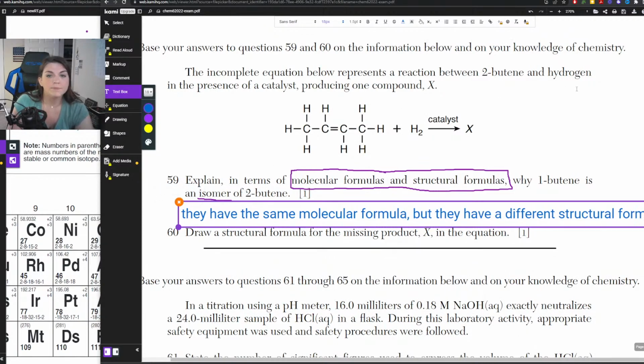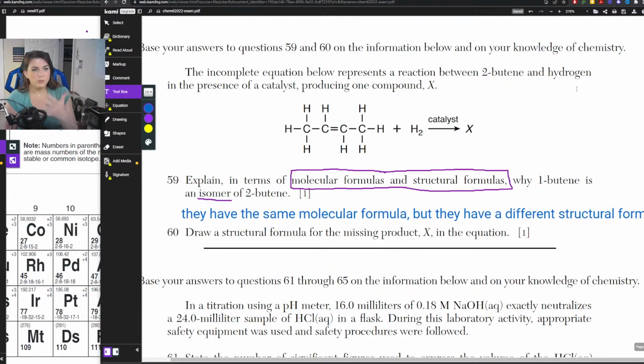And that would be it. The thing that I just said verbally, they have the same chemical formula but are built differently, I would accept that on the test. But when it comes to those explained in terms of, I like to use those exact words in my answer so that there is absolutely no confusion that I answered the question properly. So that's my recommendation. When it says explain in terms of blank, literally use those words in your answer.